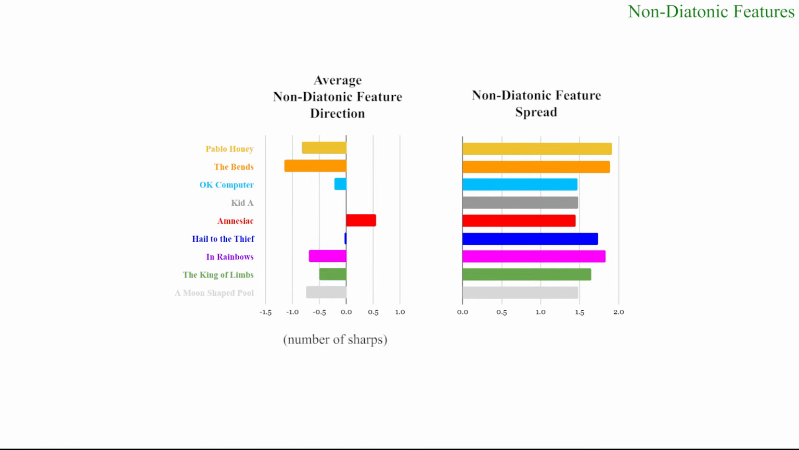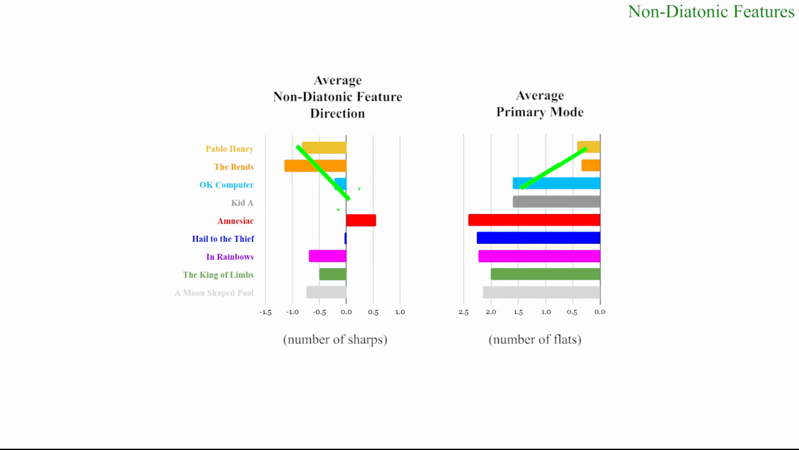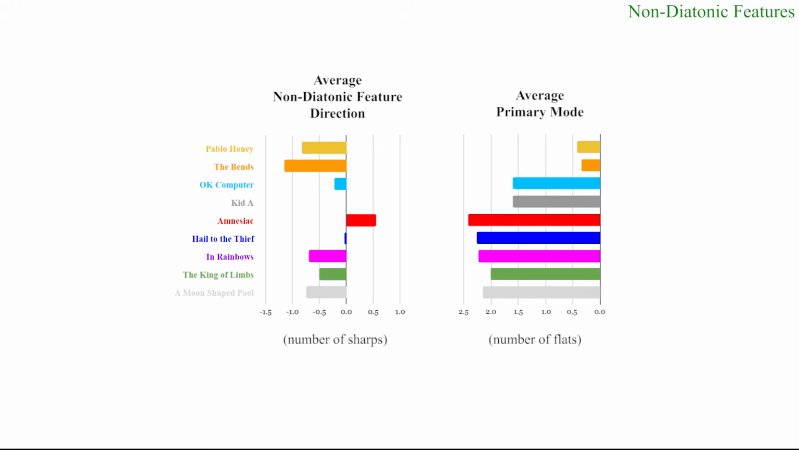At first, it seems like this metric might just have an inverse correlation with the average primary mode of the album. After all, albums that use more major scales have a larger selection of typical borrowings from a minor direction and vice versa. But then, In Rainbows defies these expectations.